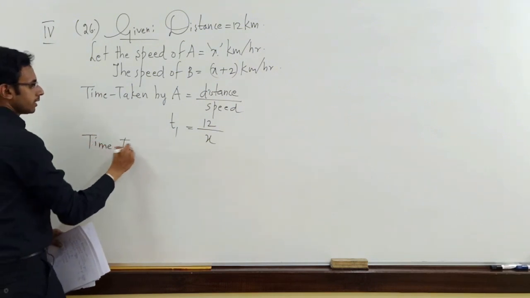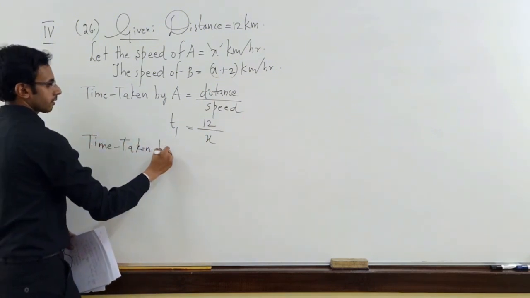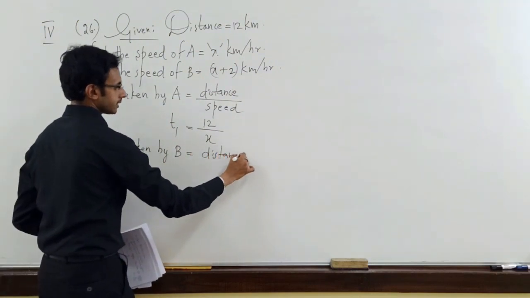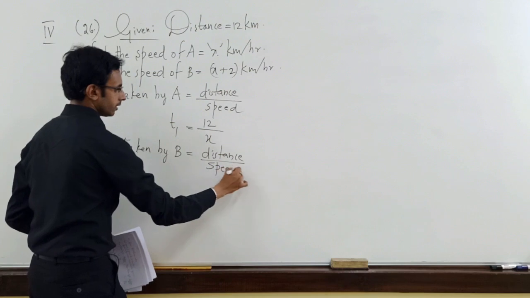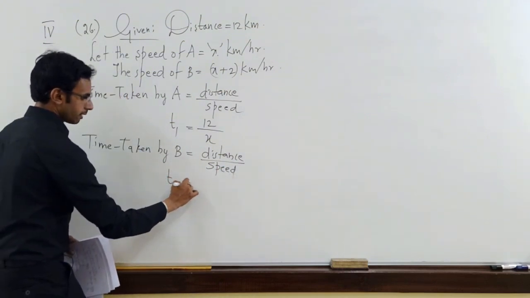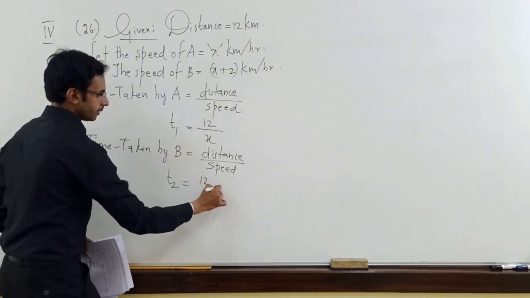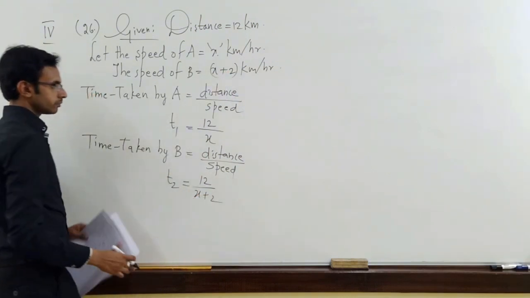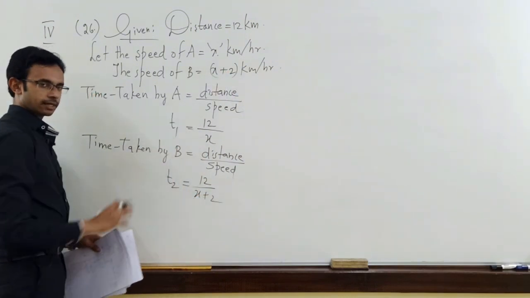Similarly, time taken by B is the same formula, distance divided by speed. Let us take t2 as the time taken by B. Distance remains 12 km, but the speed is now x plus 2. Now how are these two time factors related to each other?